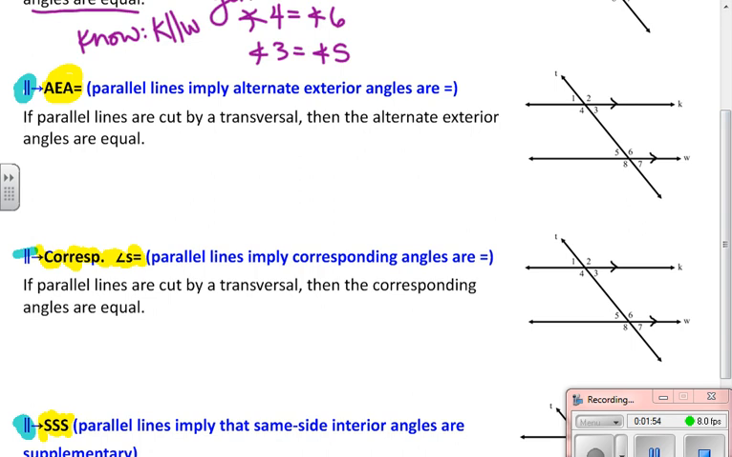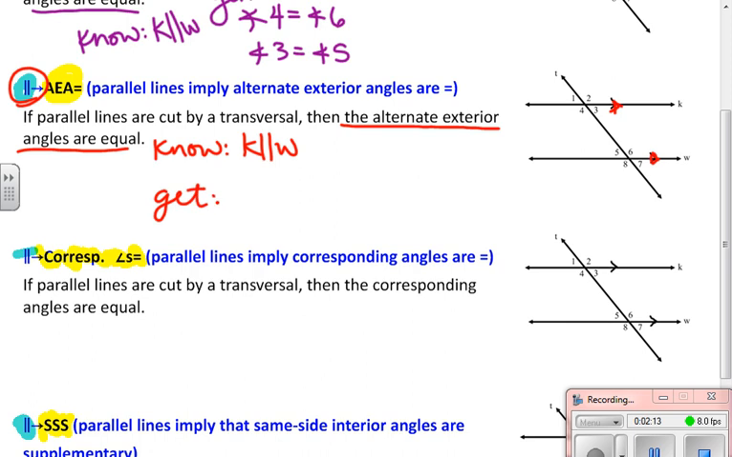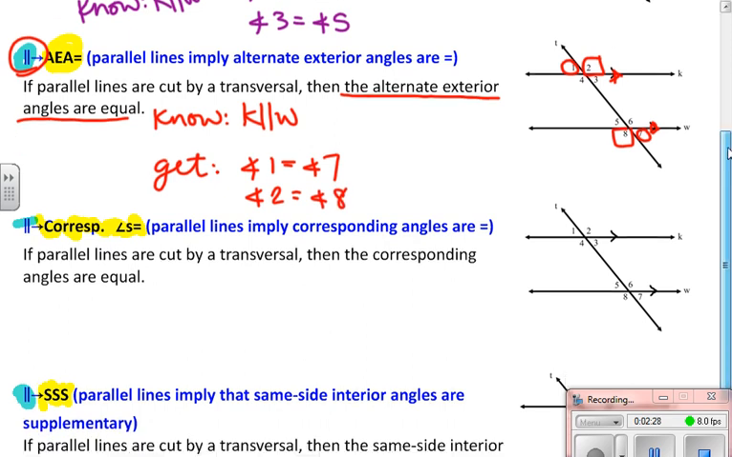If I know parallel, so I know K is parallel to W, and I know that because of that notation right there, then I get alternate exterior are equal. I can conclude 1 equals 7 or 2 equals 8, whichever pair makes a logical sequence in my problem.